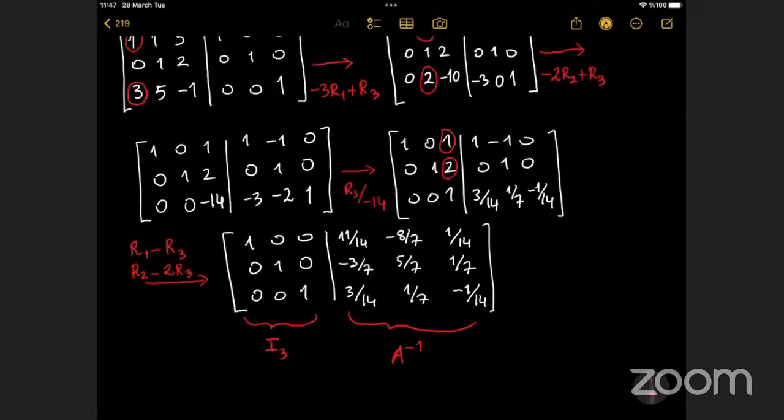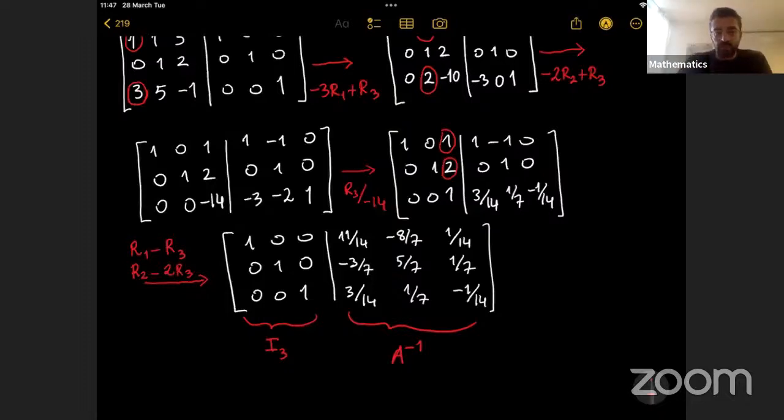Hocam, after we are all done with row operations, could we multiply the whole matrix A inverse with 14 to simplify it? Would it still be the inverse? No, it's not. It will be another matrix. When you multiply a matrix with a constant, you will get another matrix. Okay, so it's not the inverse anymore. So inverse is unique here. The inverse of a matrix is a unique matrix, okay?